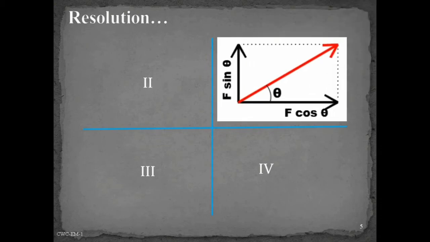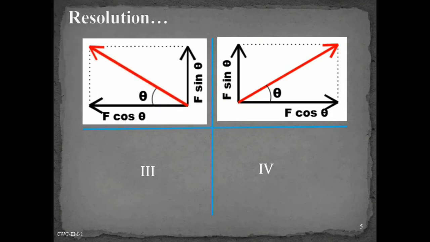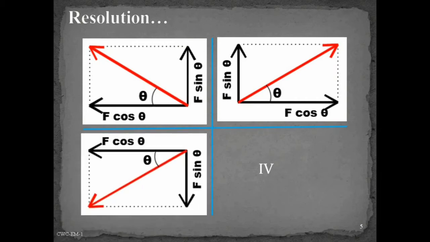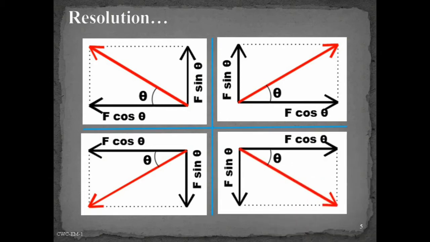Now let's see the directions in different quadrants. We have seen the case of the first quadrant, that is, the horizontal component will be towards right and the vertical component will be upwards. In the second quadrant, the vertical component will be upwards and the horizontal component will be towards left. In the third, the horizontal component will be towards left and the vertical component will be downwards. Similarly, in the fourth quadrant, the vertical component will be downwards and the horizontal component will be rightwards.